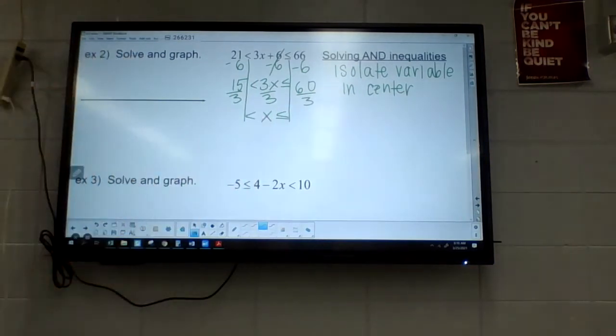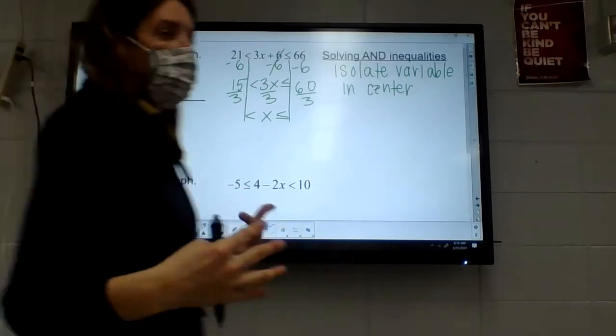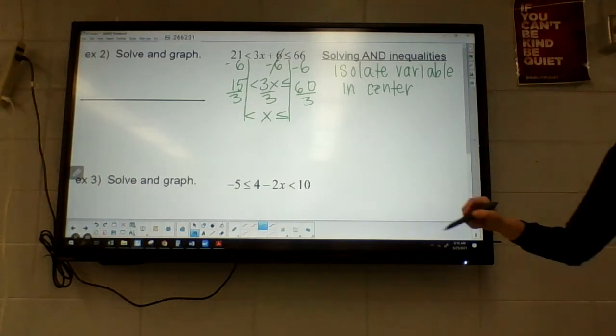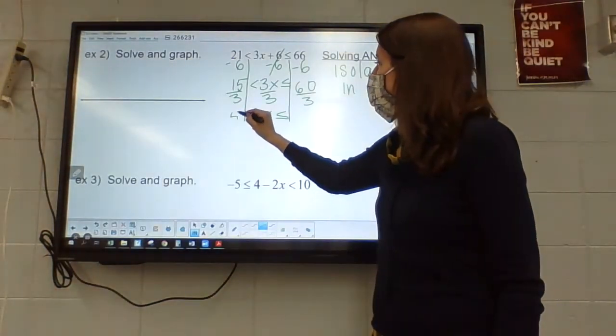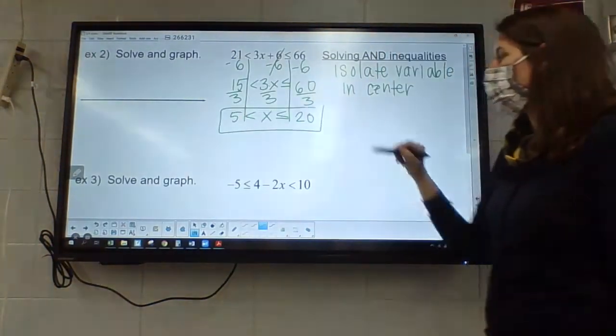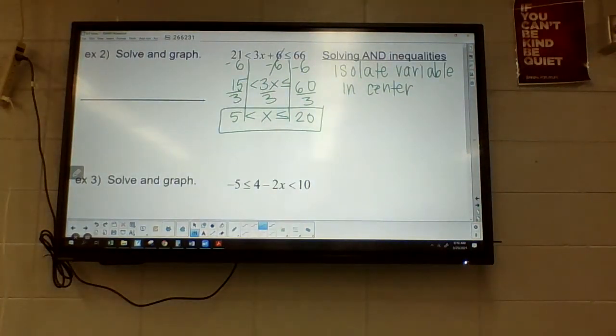And there's no flipping of inequalities in this case because we didn't multiply or divide by a negative. So that multiply and divide by a negative rule still holds true. We just haven't done that. So this is 5 and this is 20. So here's our compound inequality, our "and" inequality.